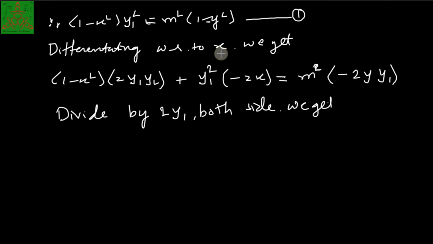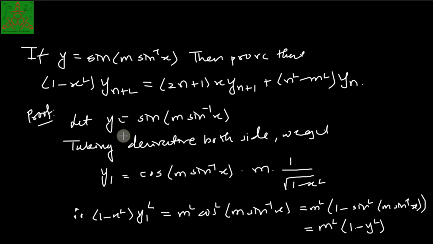in equation 1, because y1 square gives m square (1 minus y square) upon (1 minus x square). So y1 is 0 if 1 minus y square is 0. If 1 minus y square is 0, that means y square will be 1, that means y will be plus or minus 1. And what is the function y? You have sin(m sin inverse of x), which will never be 1 or minus 1 if your x is a real number.